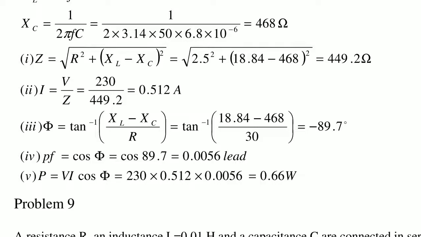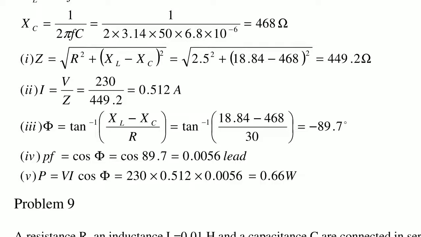Here the power factor is nothing but cos phi, or otherwise R by Z. Phi is already determined, so cos of minus 89.7. Here cos of minus theta is cos theta, so cos 89.7 gives 0.0056, a leading power factor.